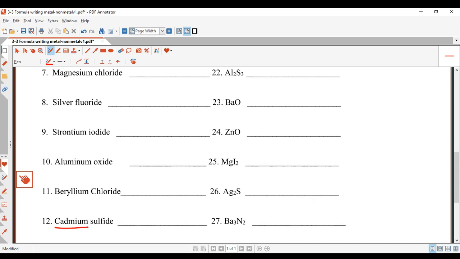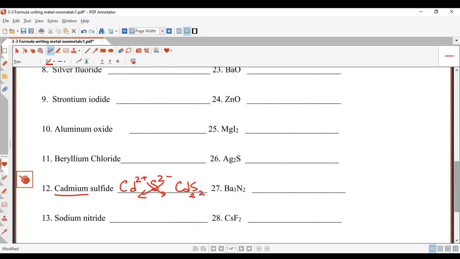Cadmium, remember, is in the middle of our periodic table. It's one of the ones with a fixed charge. It's right near zinc, so Cd is going to be +2. Sulfur is in group 16. That's -2. We do the crisscross. We get Cd2S2, with 2 for each. These will simplify. Our final formula is CdS.